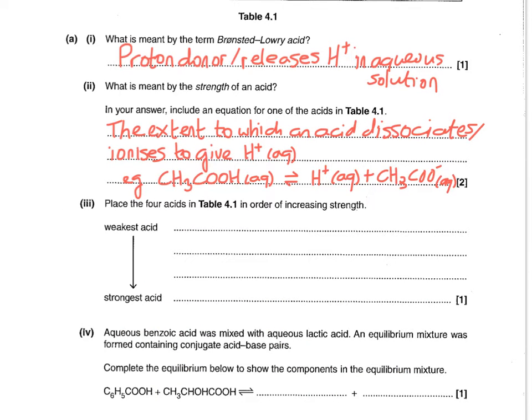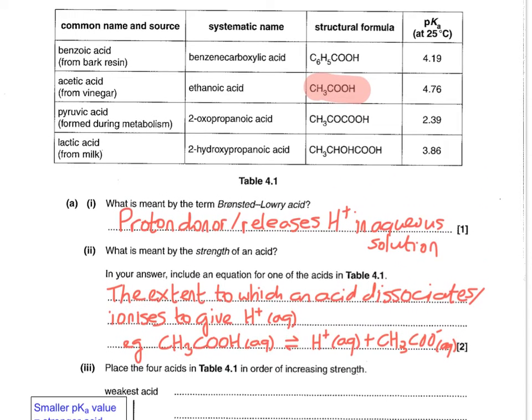So the next question asks you to place the 4 acids in table 4.1 in order of increasing strength. What you've got to remember here is the relationship between pKa value and strength. The smaller the pKa value, the stronger the acid. So if we go back to the table and have a look, we can use the pKa values to assign an order.